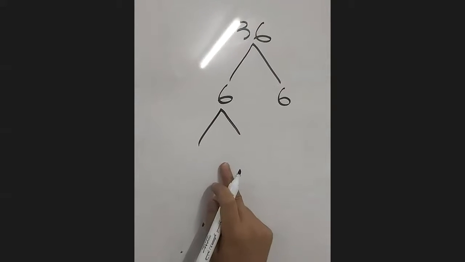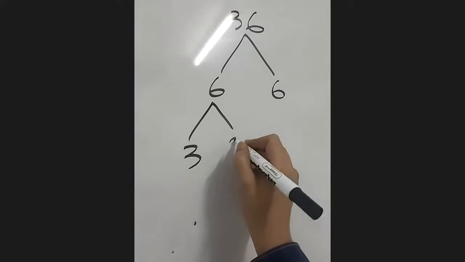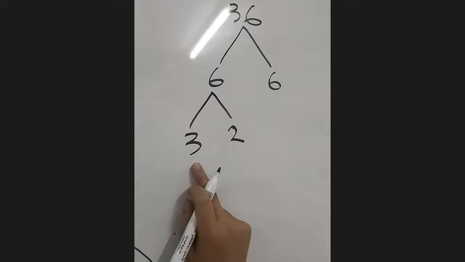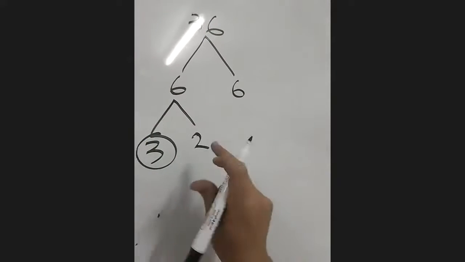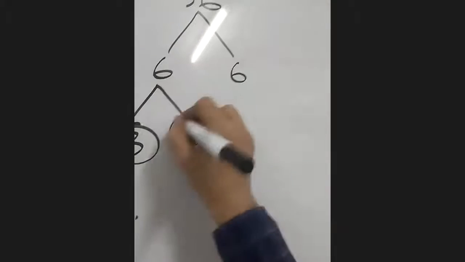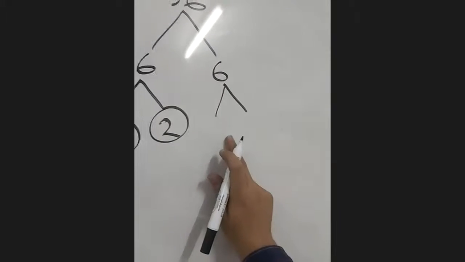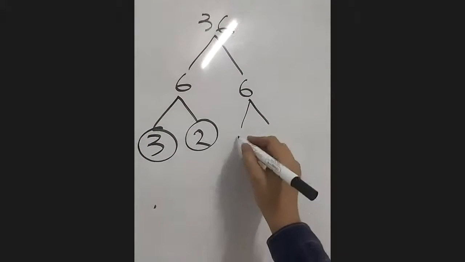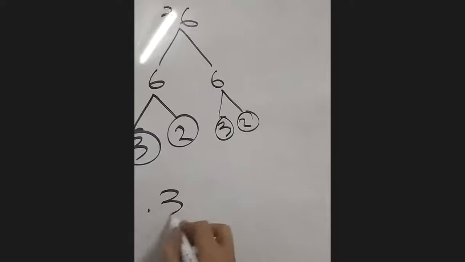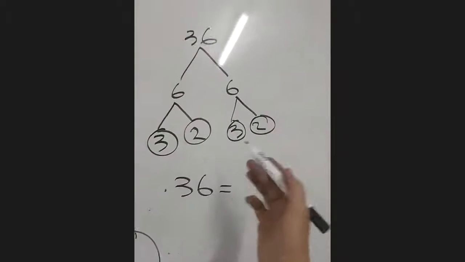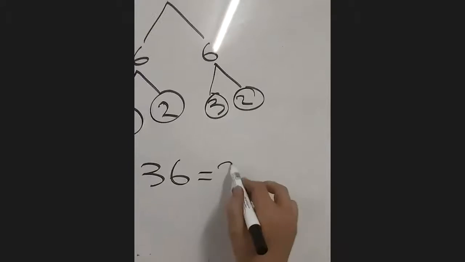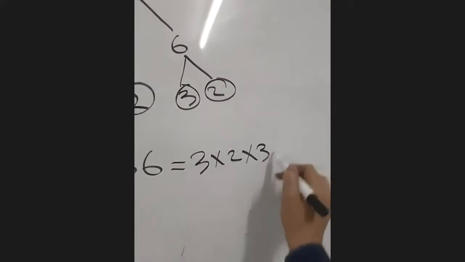Yes, Mazen, 3 by 3 multiply 2. Good. Can we do more for the 3? No. Circle. Can we do more for the 2? No. Circle. Can we do more for the 6? Yes. 3 by 2. The 3, no. The 2, no. What's the prime factorization? Multiply the numbers in the circles, right? Yes. Well, 3 times 2 times 3 times 2.